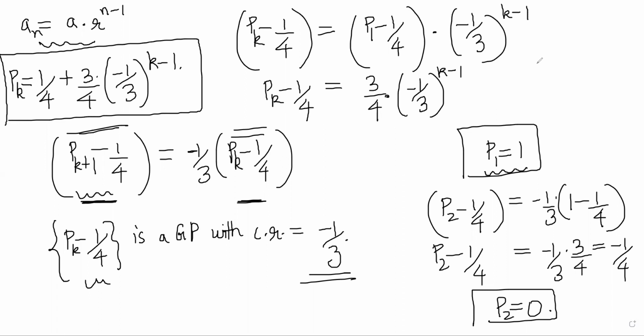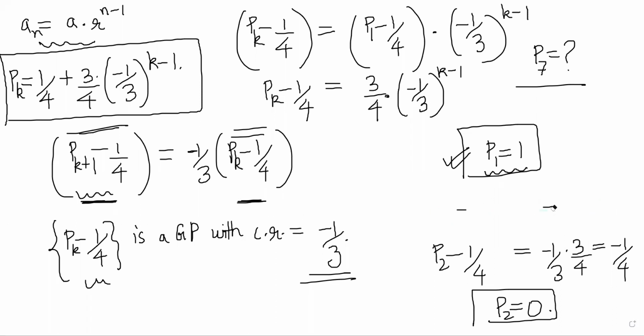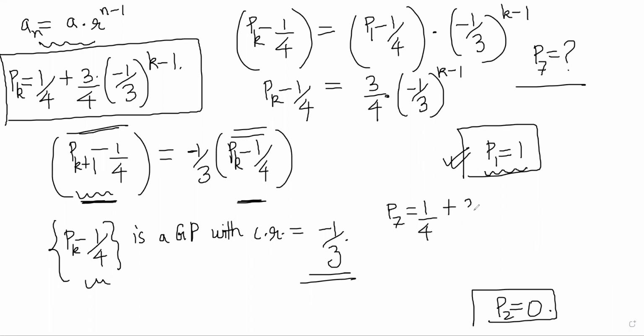Now the question is simply find P7, right? Probability that A was used in the 7th week. We have already used the condition that A is used in the first week by saying that P1 is 1, right? So P7 we have to find. Let's find that. We'll just put k is equal to 7 in this. So we end up getting something like P7 is equal to 1/4 plus 3/4 into minus 1/3 to the power 6.